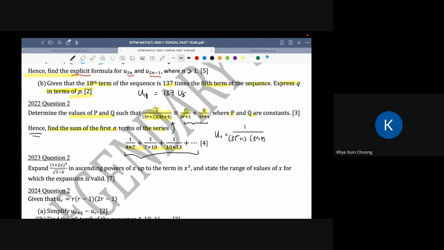So actually it's the sum of this ur term. So we can rewrite this as the sum of ur from r equals 1 until the nth term. Then you use the method of difference. When you use the method of difference, you express your ur as the difference of two terms. Then we cancel it out, right? You must know how to do this.